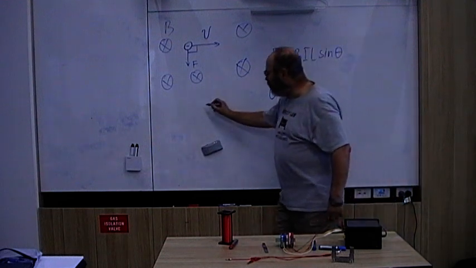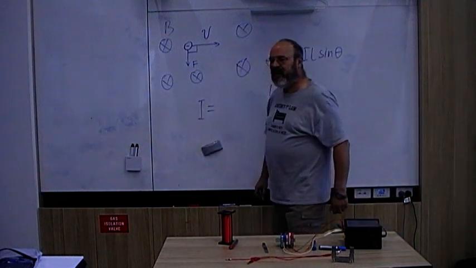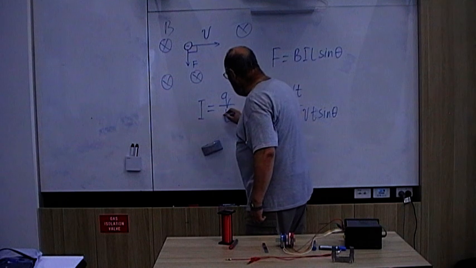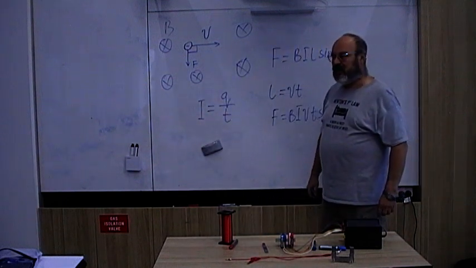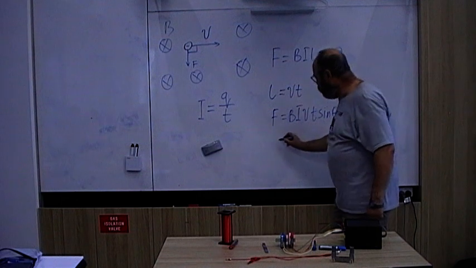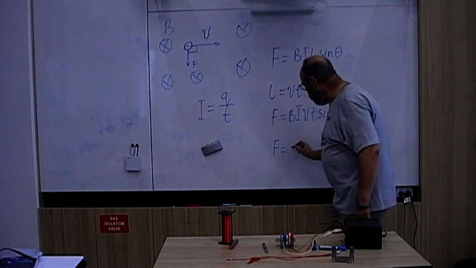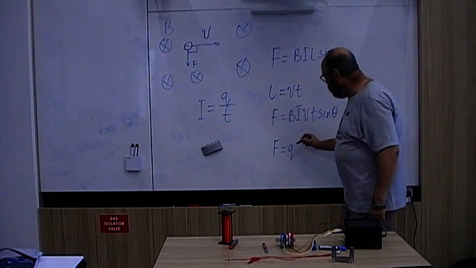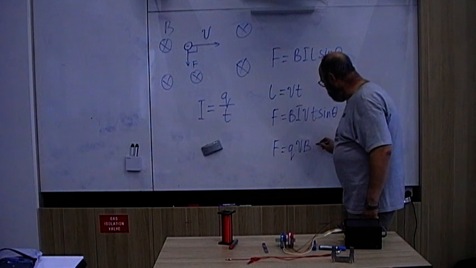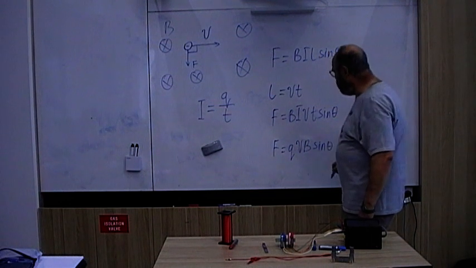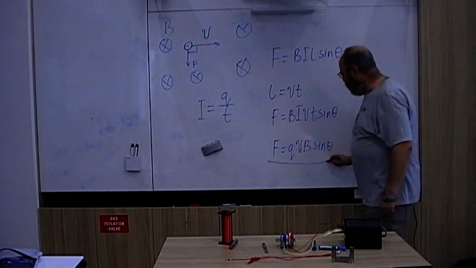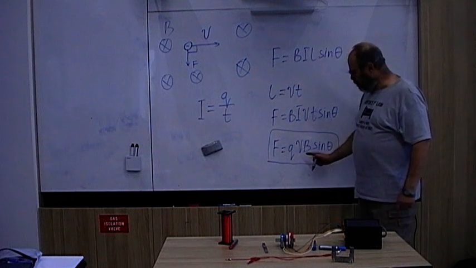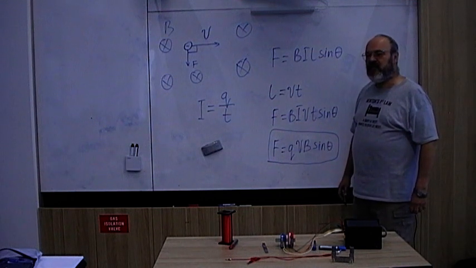What is the definition of electric current as a quantity? Do you remember? Charge over time: how much charge came through the conductor in one second. From here, It equals Q, so we get the formula for the force: F equals QvB sine theta, where theta is the angle between velocity and magnetic field. That is the force acting on a charge moving with velocity v in the magnetic field.